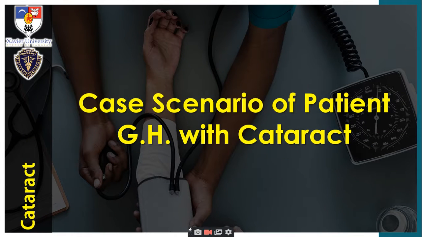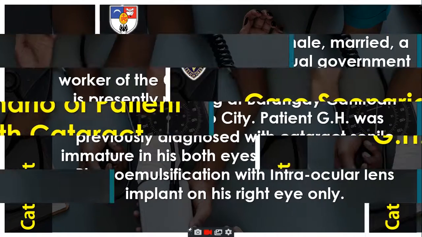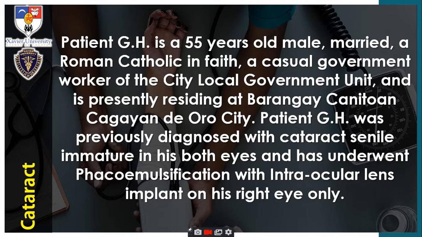Let's now have your case scenario of patient GH with cataract. Patient GH is a 55-year-old male, married, a Roman Catholic in faith, a casual government worker of the city local government unit, and is presently residing at Barangay Canituan, Cagayan de Oro City. Patient GH was previously diagnosed with cataract, senile immature in both eyes, and has undergone phacoemulsification with intraocular lens implant on his right eye only.